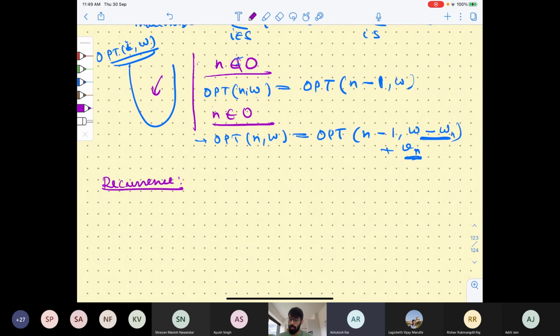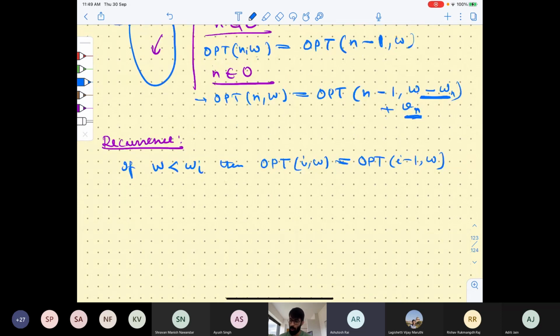And what is going to be the recurrence if w is less than wi? Again, then of course, it cannot be opt of i comma w is equal to opt of i minus 1 comma w. So this is just a sanity check that if the weight is more than w, then of course we cannot put it.